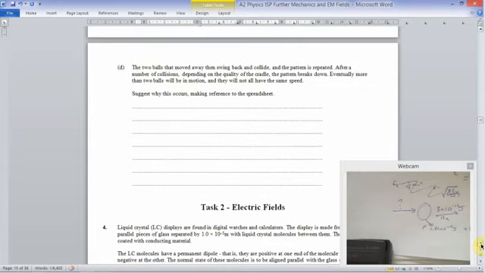D. The 2 balls that moved away then swing back and collide. The pattern is repeated after a number of collisions. Depending on the quality of the cradle, the pattern breaks down. Eventually more than 2 balls will be in motion and they will not all have the same speed. Explain why this occurs, making reference to the spreadsheet.